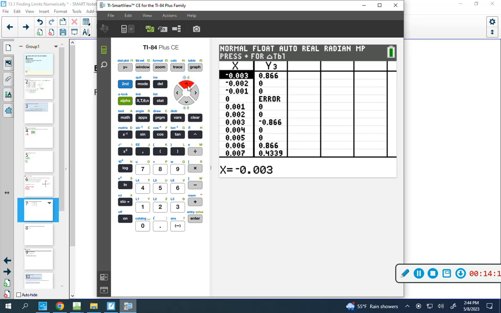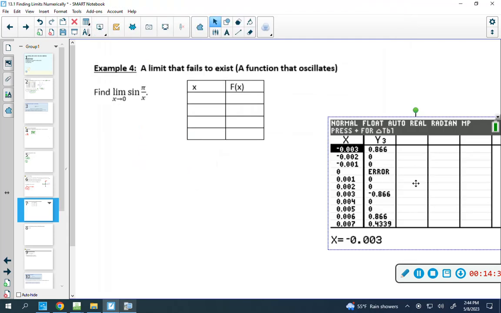We have a truckload of different things happening in the y column, agree? What is happening? Are we approaching a consistent number from the left and the right? No, does not exist. So we don't have to fill in the table, just fill in a few numbers on the table. There's my table.